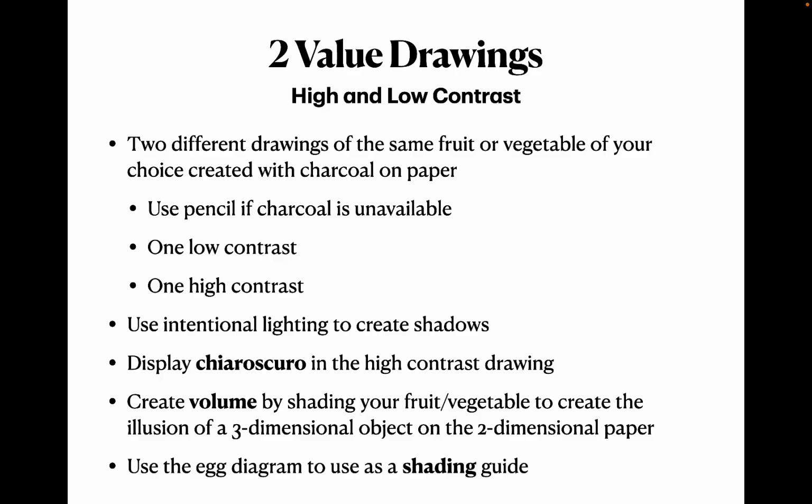And I want you in the high contrast drawing to display chiaroscuro. So we looked at a lot of examples of it, so you can go back into the video, or you can download the PDF, which is in this assignment, to look at those images again. And I also want you to create volume in both drawings by using shading to make it look 3-dimensional, right? That's the illusion that we're going to try to create. You're going to make your fruit or vegetable look 3D on this 2D surface of the paper with shading.